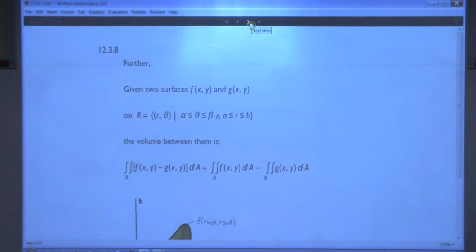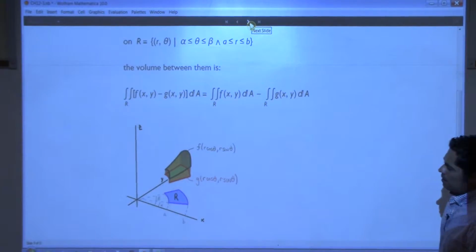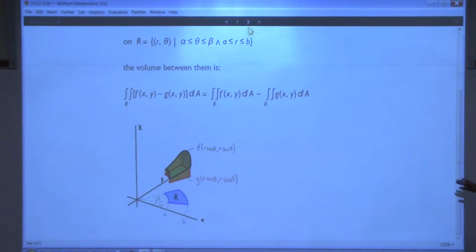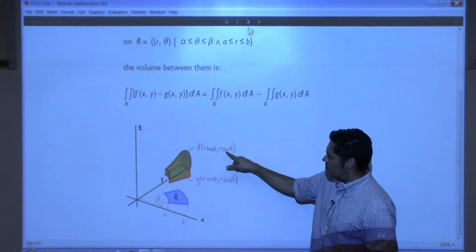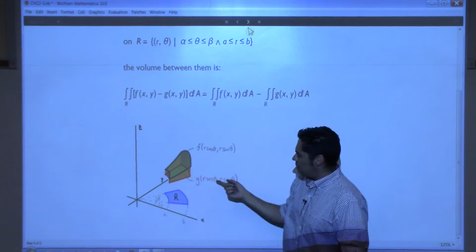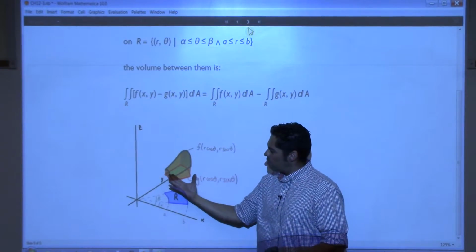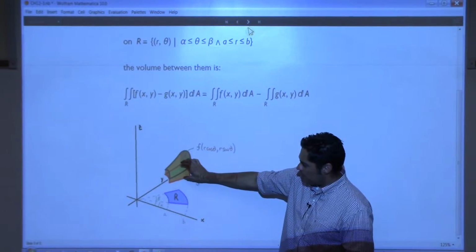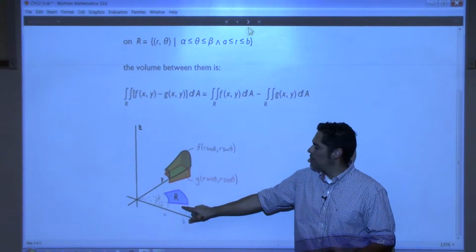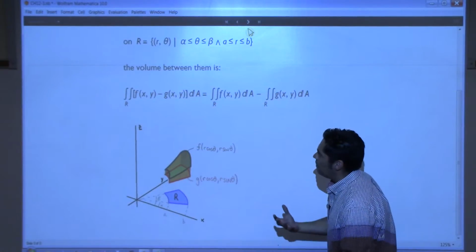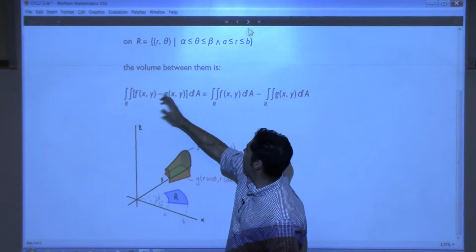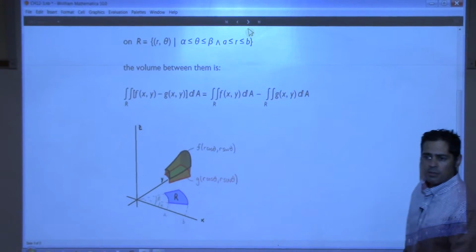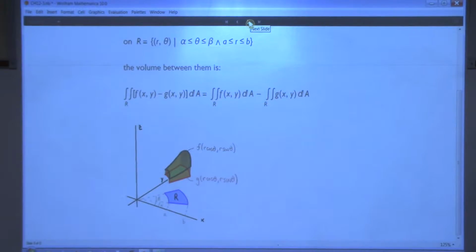Now, this is a picture of a surface, some function of x and y, which we're converting to r cosine theta, r sine theta, which creates an upper surface, and another surface g that creates a lower surface. We're trying to find the volume between these over some polar rectangle. To remind you, if you're trying to find the volume between two surfaces, you subtract the two surfaces, which really just breaks down to subtracting the double integrals. And we can convert to polar and do exactly the same thing.